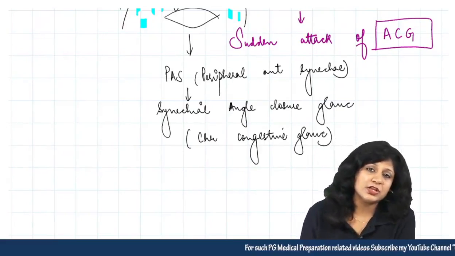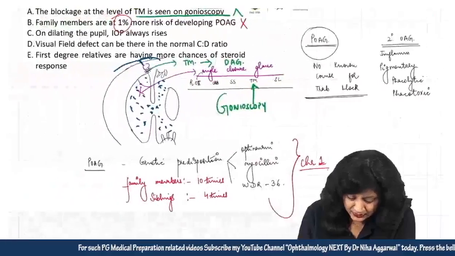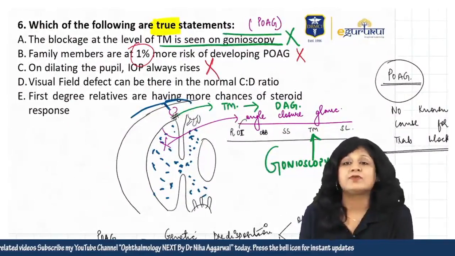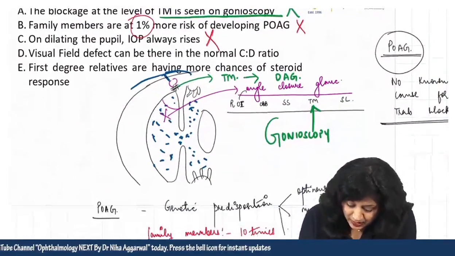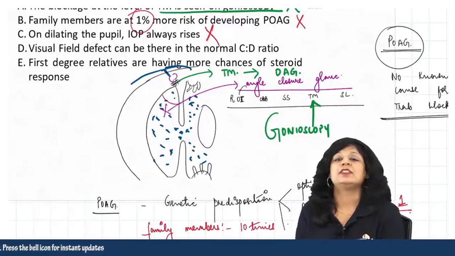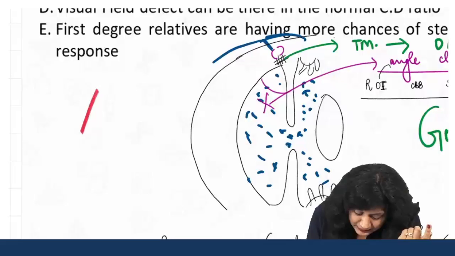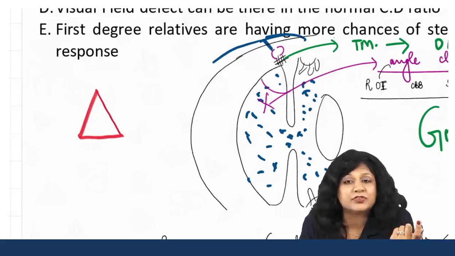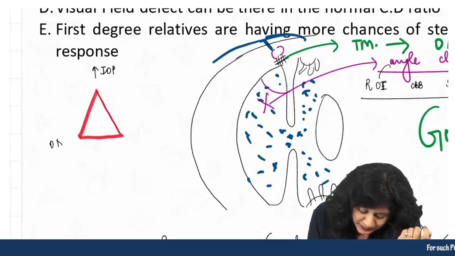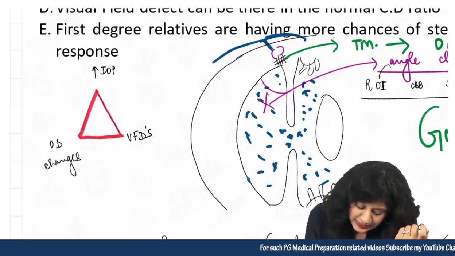So, come back to the question now. Option C, on dilating the pupil, IOP always rises. This is a wrong option with respect to POAG. Now if you see option D, visual field defects can be there with a normal CD ratio. This could be there. Why? Because I told you that we have the triad: raised intraocular pressure, optic disc changes and visual field defects. And I said that even if two of them are present, I will call it glaucoma.